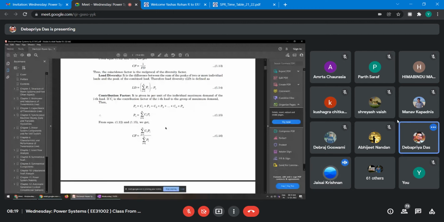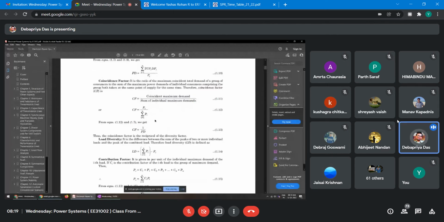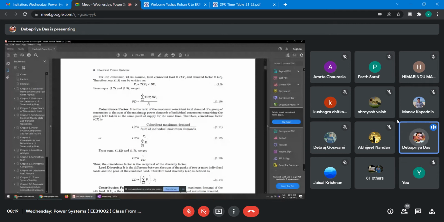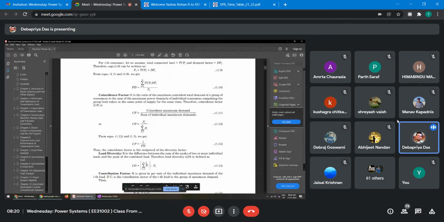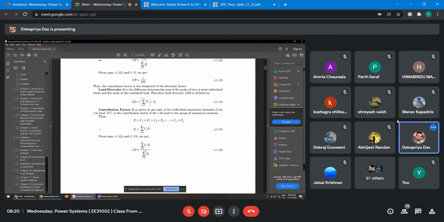Yes. Previously also we discussed just above that 1 by f_d, right? So what is the difference between that Cf and this Cf? Here also, 1.13. Hold on. This is your coincidence factor, that Cf is equal to Pc upon the sum for i equal to 1 to n of Pi. This is the coincident factor. And the contribution factor is given in per unit of the individual demand. Then we are trying to relate this coincidence factor, where Pc is the contribution factor.